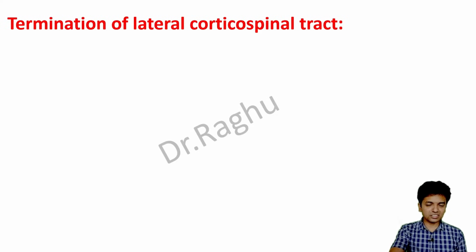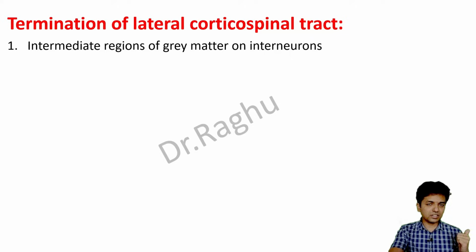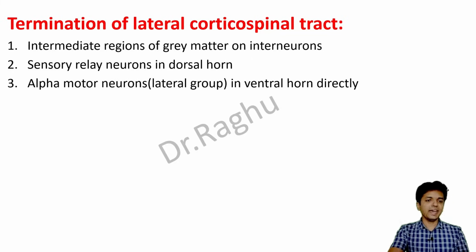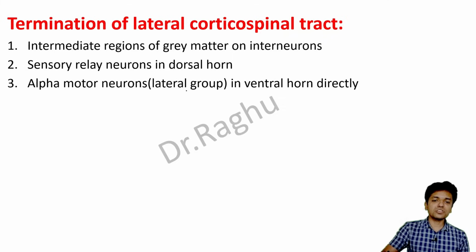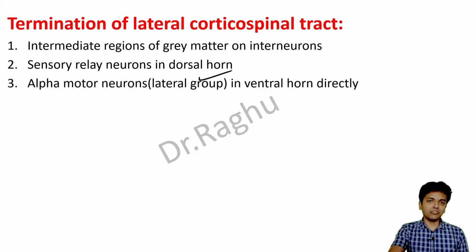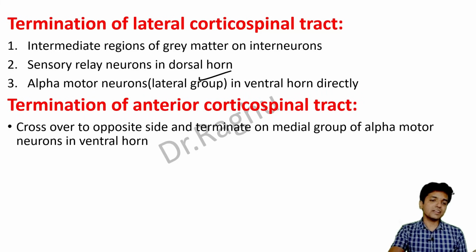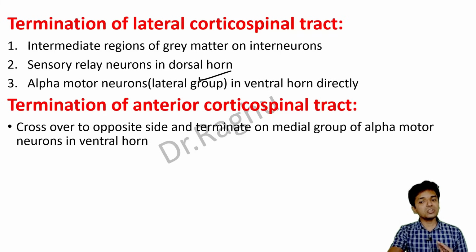Just to summarize the termination: lateral corticospinal tracts terminate on the interneurons in the intermediate regions of the gray matter. They also terminate on the sensory relay neurons in the dorsal horn, and directly onto the alpha motor neurons in the ventral gray horn. Which group of the alpha motor neurons? The lateral group. And what about the anterior corticospinal tracts? They cross over to the opposite side at the level of the spinal cord, and then terminate onto the medial group of the alpha motor neurons in the ventral horn.